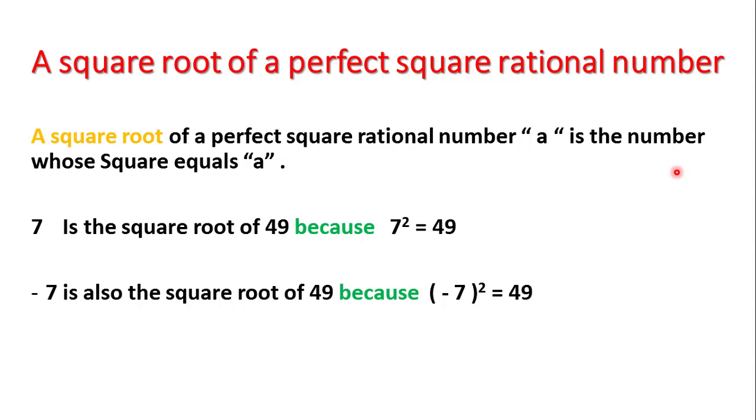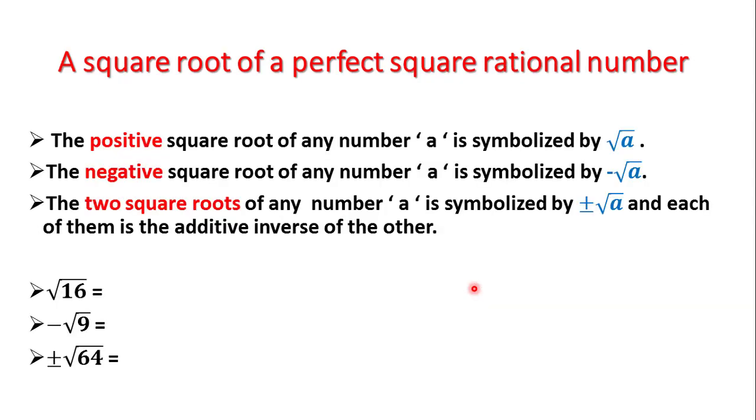Okay, what about the square root? The square root of any perfect square rational number a is a number whose square equals a. For example, 7 is the square root of 49 because 7 power 2 equals 49. Also, negative 7 is a square root of 49 because negative 7 power 2 equals 49. We said before that if the power is even, the result will be positive.